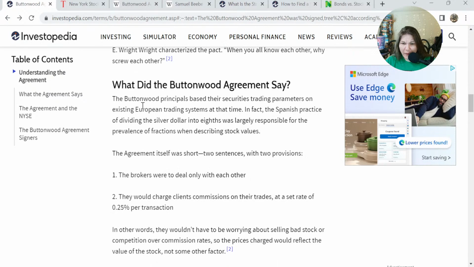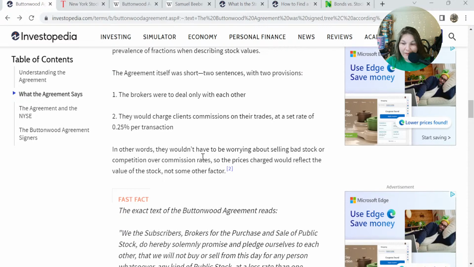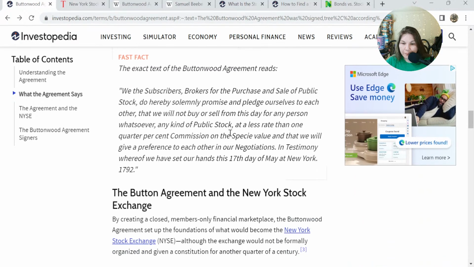So the basic principles of the Buttonwood Agreement based their securities trading parameters on existing European trading systems at the time. In fact, the Spanish practice of dividing the silver dollar into eighths was largely responsible for the prevalence of fractions when describing stock values. The agreement itself was short, 2 sentences, with 2 provisions. The brokers were to deal only with each other. They would charge clients commissions on their trades at a set rate of 0.25% per transaction. In other words, they wouldn't have to be worrying about selling bad stock or competition over commission rates, so the prices charged would reflect the value of the stock, not some other factor.